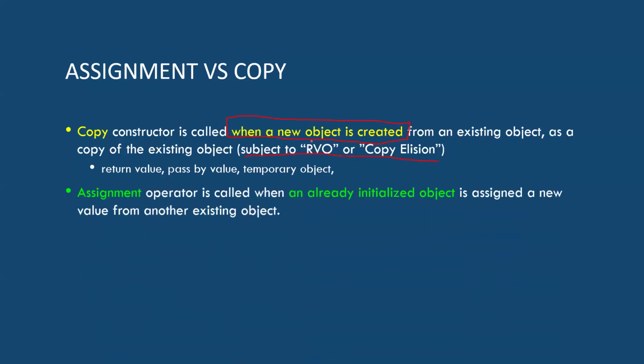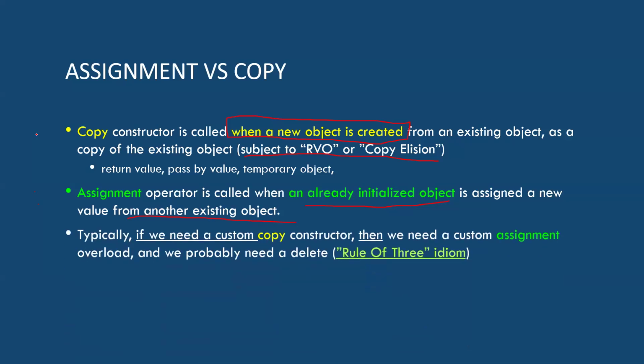There are a few caveats where maybe it's not going to happen, but we'll come back to that at the very end. Assignment is when an object has already been created, but we're copying over it from another existing object. So in this case, both things already exist. In the other case, one of them exists and the other one's being constructed. So we'll look at the code for that.